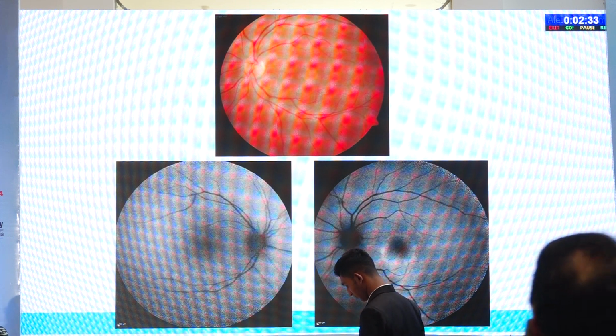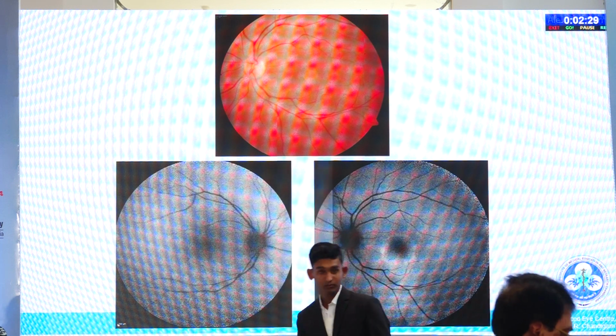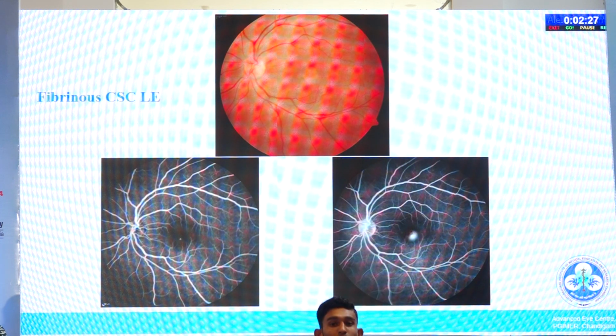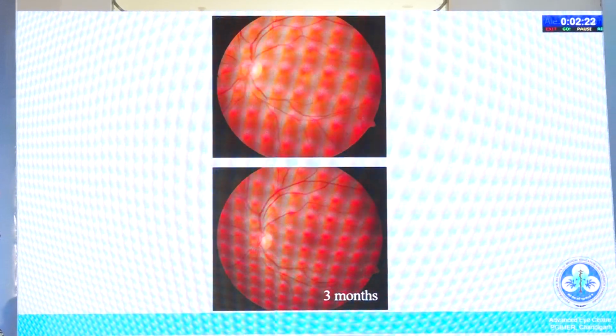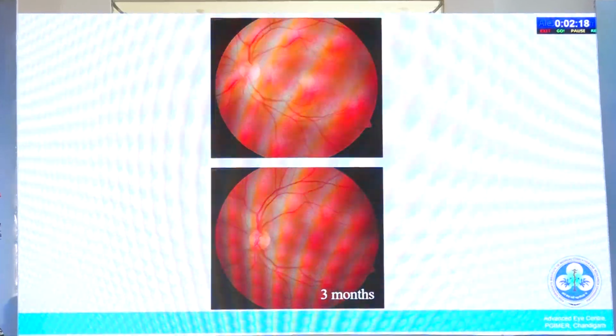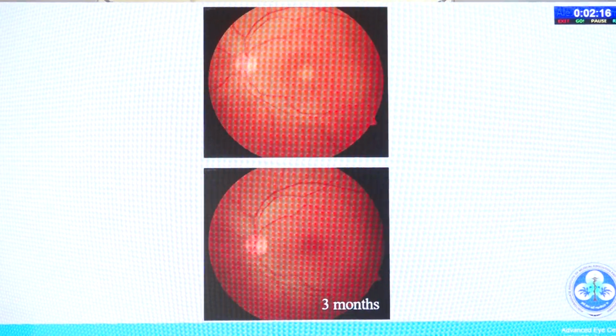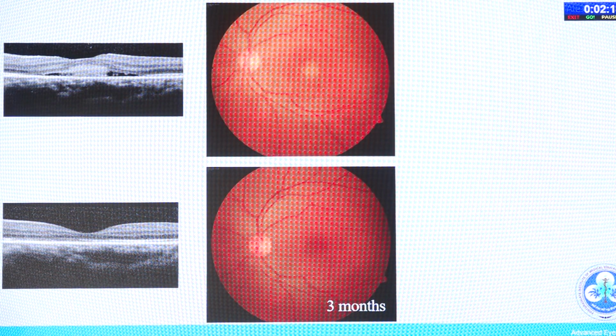The autofluorescence gives us good clues. You can see there are chronic CSC changes in the left eye. Fluorescein confirms the presence of chronic CSC, and just stopping the steroids led to resolution of the fibrin, and the fundus picture is back to normal. So the OCT is also showing disappearance of the fibrinous material.